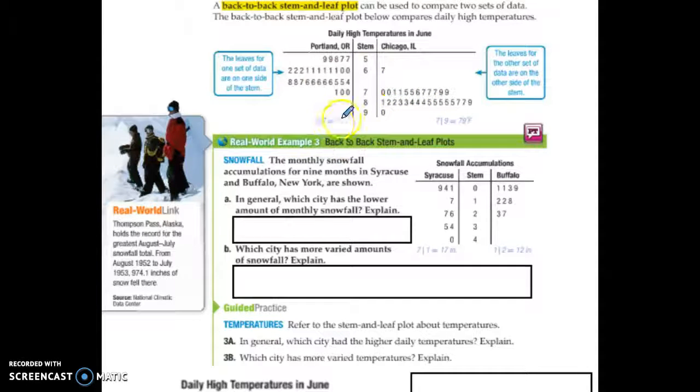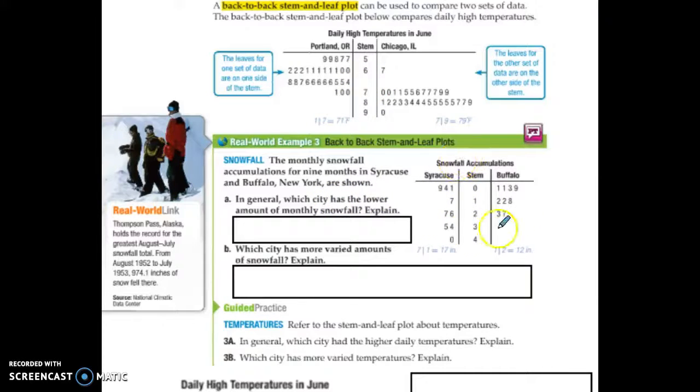So I can compare these two cities. It looks like the normal temperature in Portland is a lot colder. A lot of them are in the 60s here. And here, a lot in the 70s and 80s in Chicago. So Chicago is usually much warmer in June than Portland. That's kind of the general inference I can make from this data. Alright, notice there's so many 60s that they had to make a second row, so they just leave a space there. So I know these are all 60s still. Okay, you don't write another 6 down.